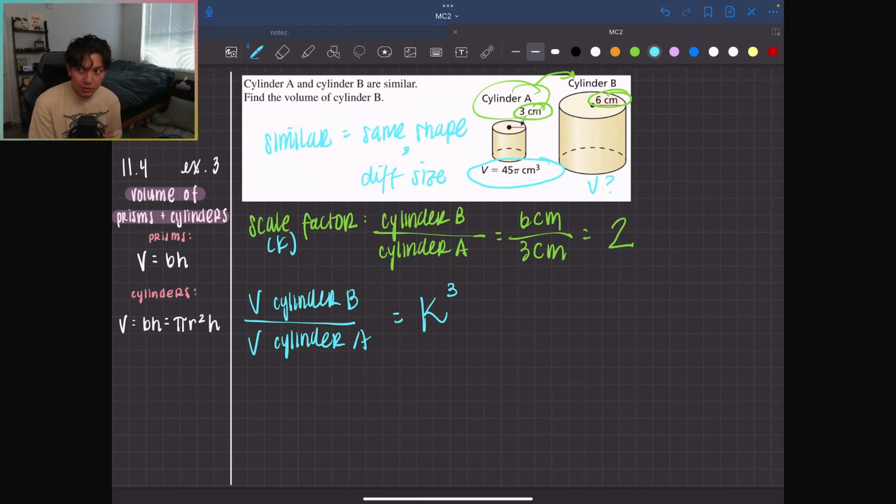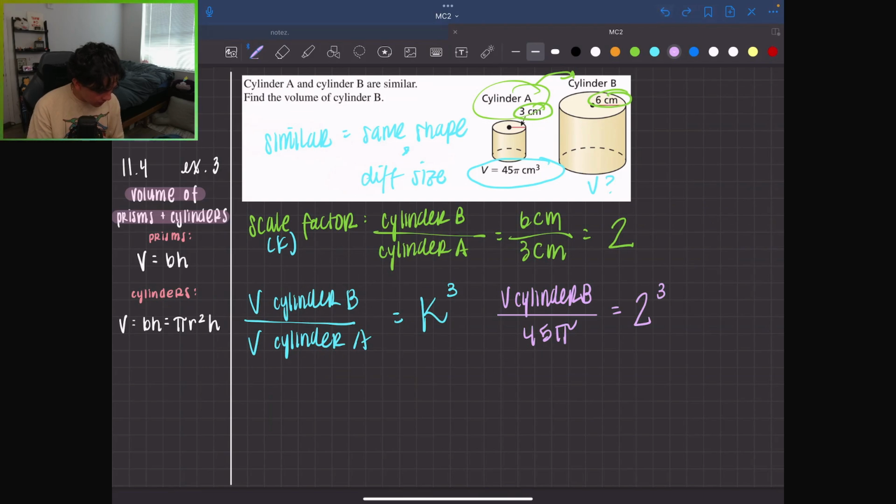So all we have to do is substitute these values and then manipulate the equation so that we find out what we're missing. We don't know what the volume of cylinder B is. That's what we're trying to find out. We do, however, know what the volume of cylinder A is, and we know what our scale factor is. So let's substitute these values. The volume of cylinder B over the volume of cylinder A, which is 45 pi cubic centimeters, is equal to K, which is our scale factor, 2 cubed.